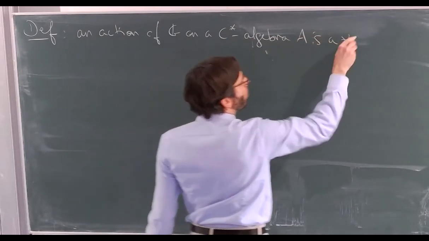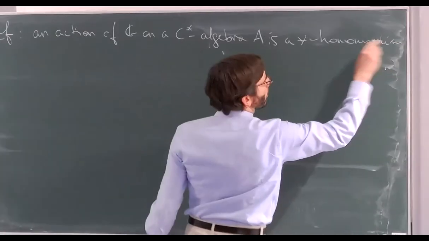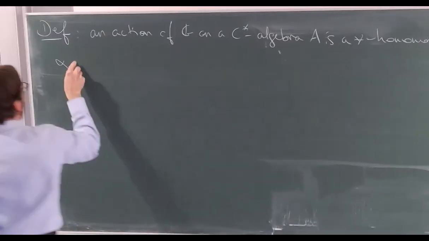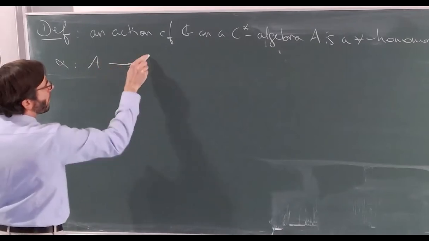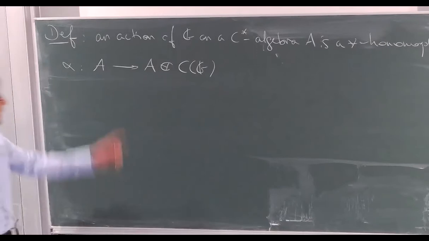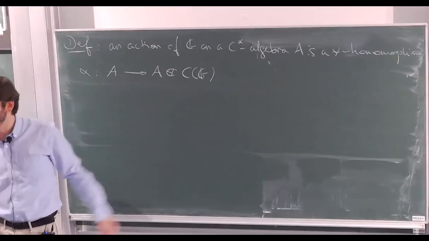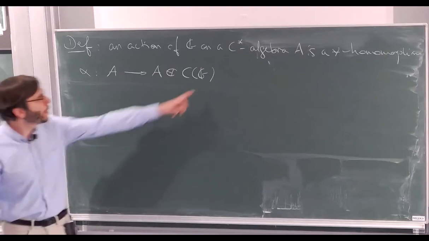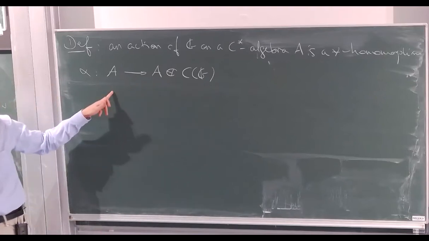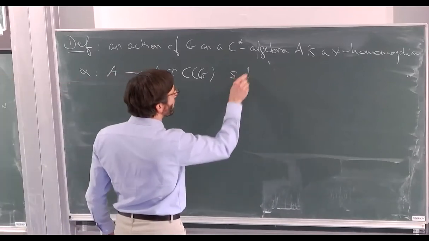So it's a star homomorphism alpha from A to A tensor C of G. Once again, if everything is commutative here, then you can dualize that map, and that's just a map from G times X to X, which is what you expect for an action. And this should satisfy some conditions.